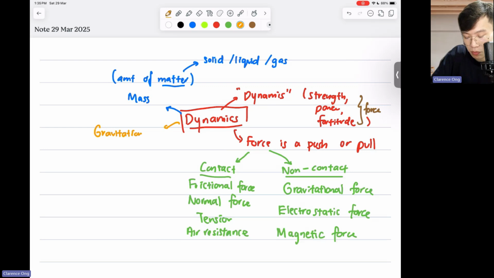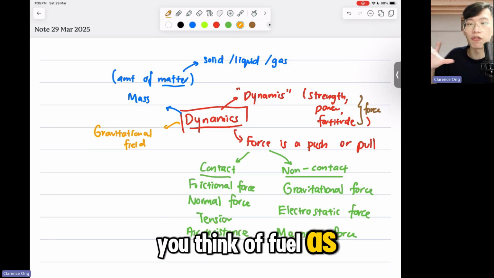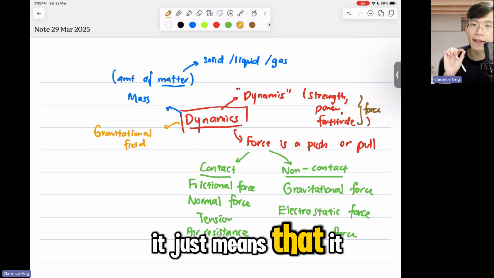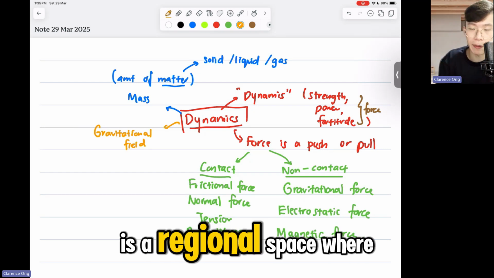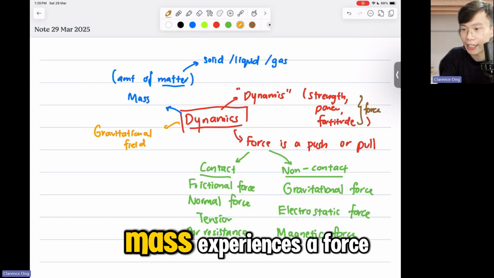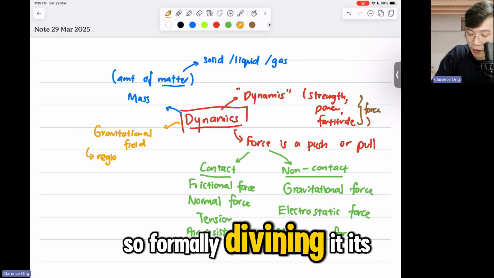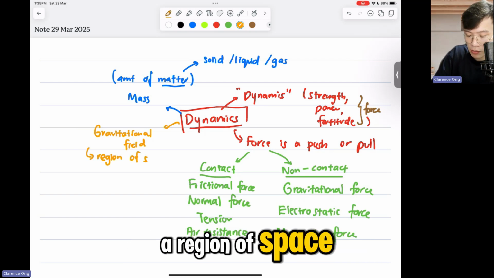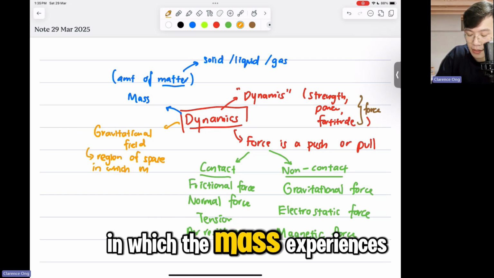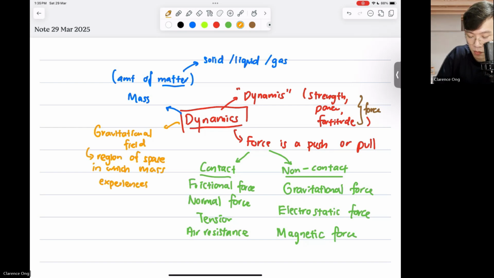Gravitational field. When we say field, right, you think of field as a region of space. And when we say gravitational field, it just means that it is a region of space where a mass experiences a force. So, formally defining it, it's a region of space in which the mass experiences a force.